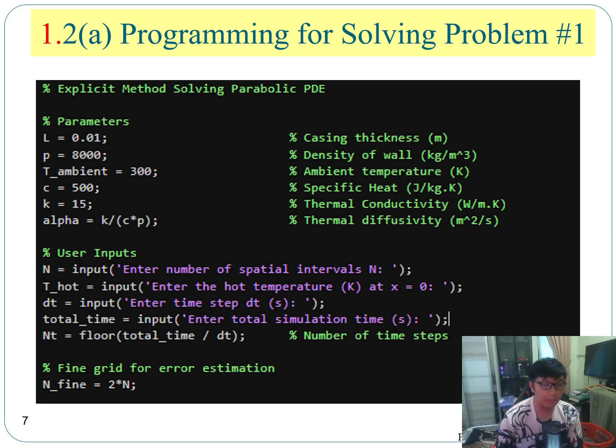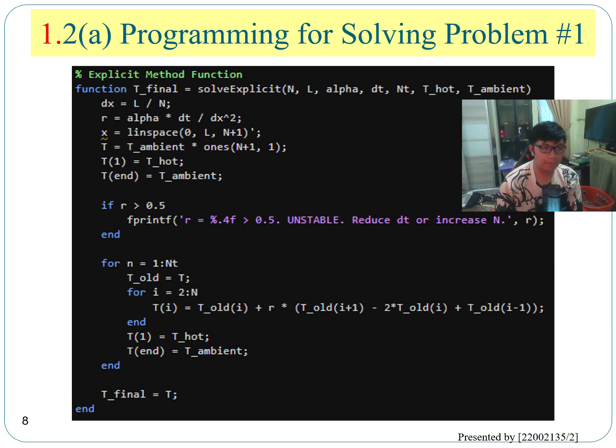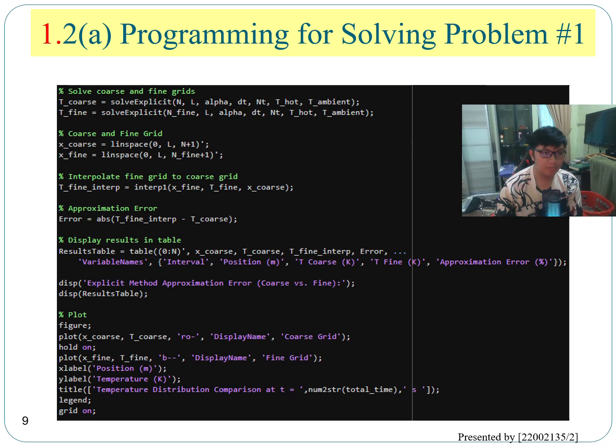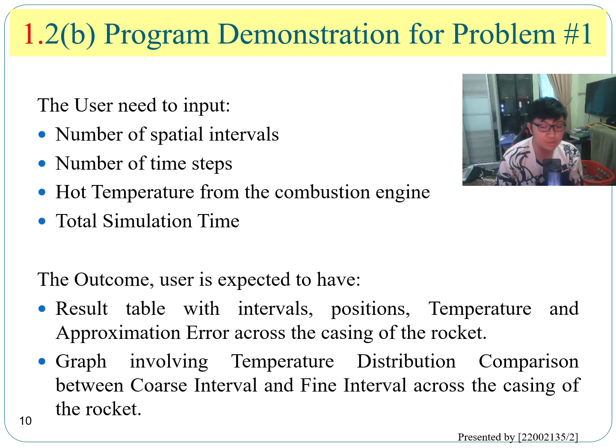This is the programming part for solving the explicit method. Based on the program shown before, the user needs to input the number of spatial intervals, number of time steps, hot temperature from the combustion engine, and the total simulation time. The outcome that is expected is for the result table to come out explaining the intervals, positions, temperature, and the approximation error across the casing of the rocket.